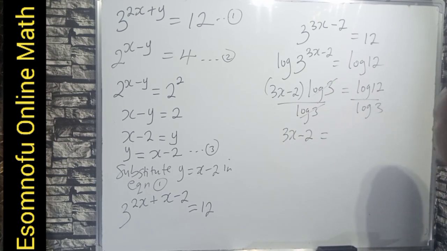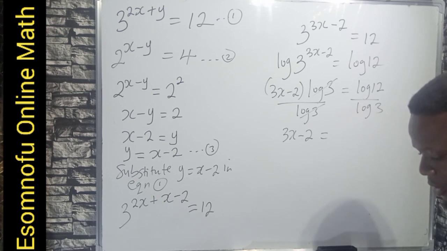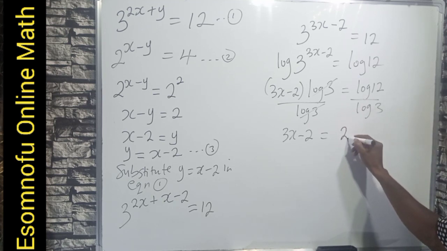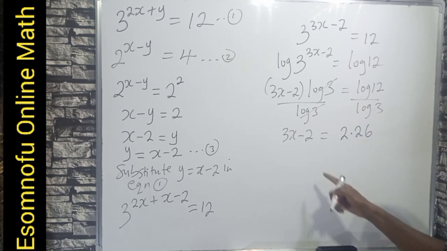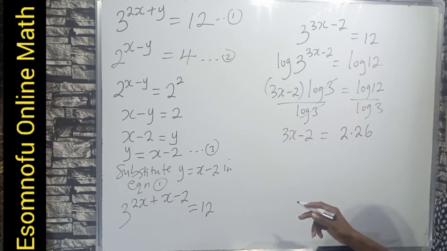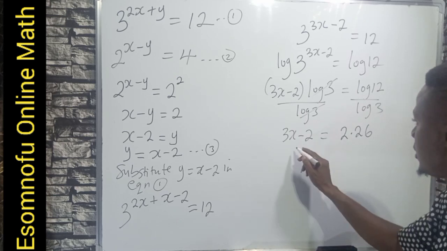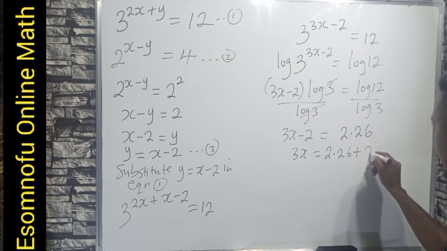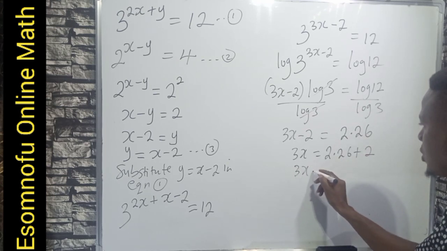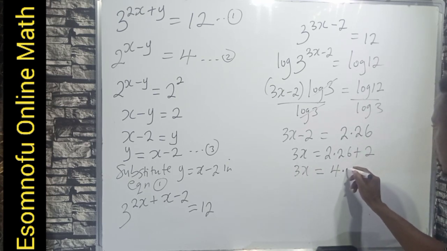log 12 divided by log 3. The logarithm of 12 divided by the logarithm of 3 will give us 2.26 to 2 decimal places. Minus 2 crossing over becomes a plus. So you shall have that 3x is equal to 2.26 plus 2. And when you add that, you shall get 4.26.